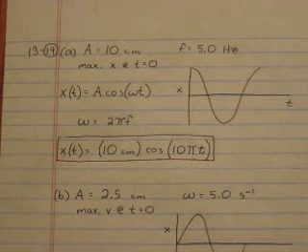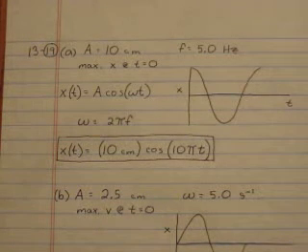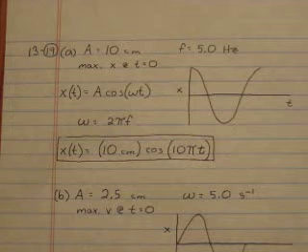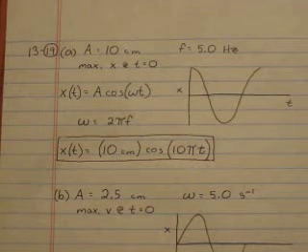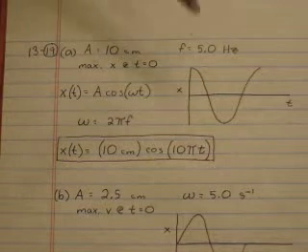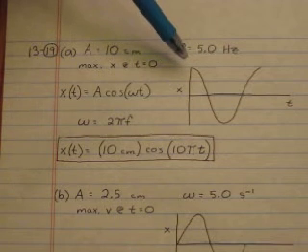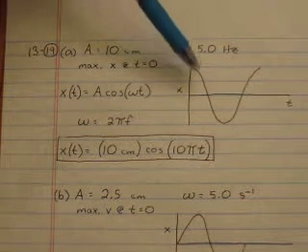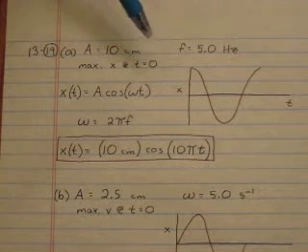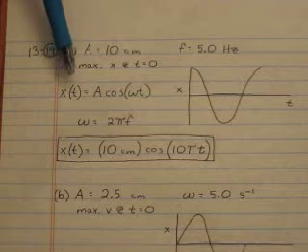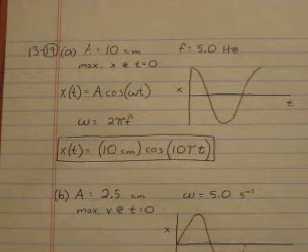Write an expression for simple harmonic motion. Part A says amplitude 10 centimeters, frequency 5 hertz, maximum displacement at t equals 0. It helps to draw it, see what it looks like. When you see maximum displacement at t equals 0, you see this is a cosine curve. So it's best to use a cosine function. So we have x of t equals A cosine omega t. That's the general form of simple harmonic motion.